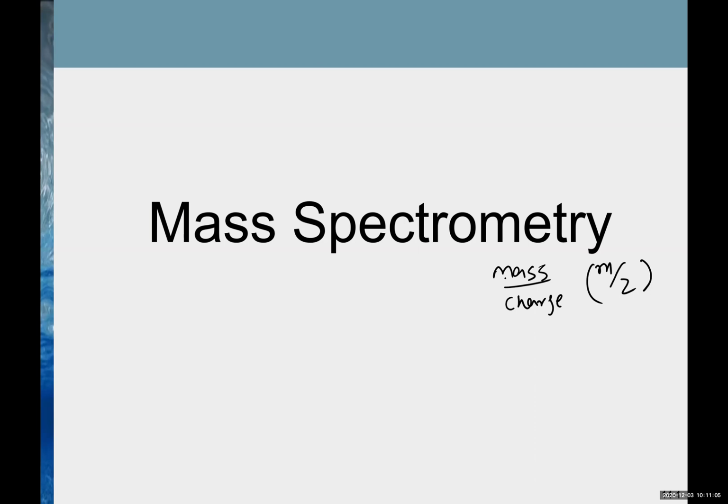So the charge is always plus one. Therefore, M over Z is always equal to M, because Z is the charge and charge is plus one. So it doesn't change the number. So indirectly, we can measure mass because charge value is always plus one.